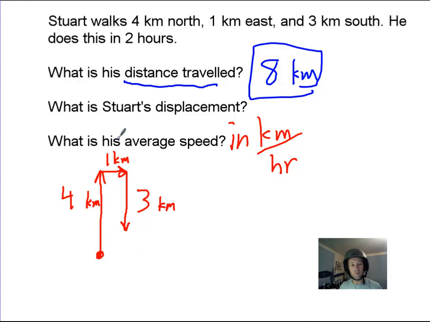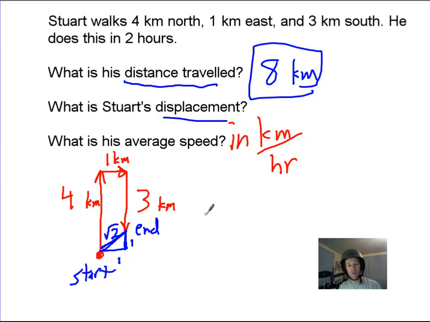Boom. The displacement is not too tough because you know that his distance now from where he ends up, if this is his start, this is his end, how far is he here? Well, this is 1 kilometer and 1 kilometer. And if you do some trig, you end up with this is square root of 2, and the square root of 2 is about 1.4 kilometers. So to express this displacement, you say that he is 1.4 kilometers northeast.